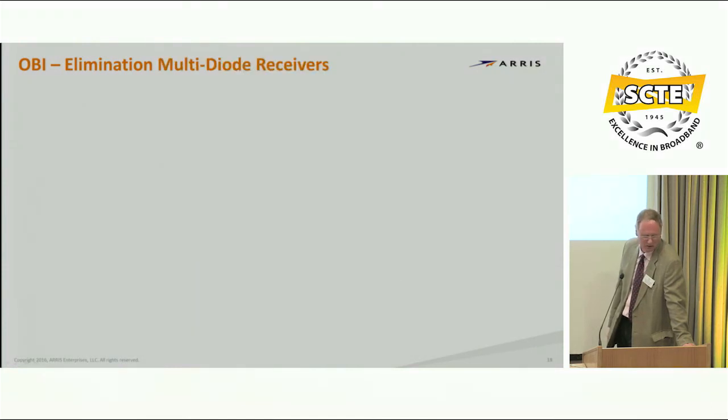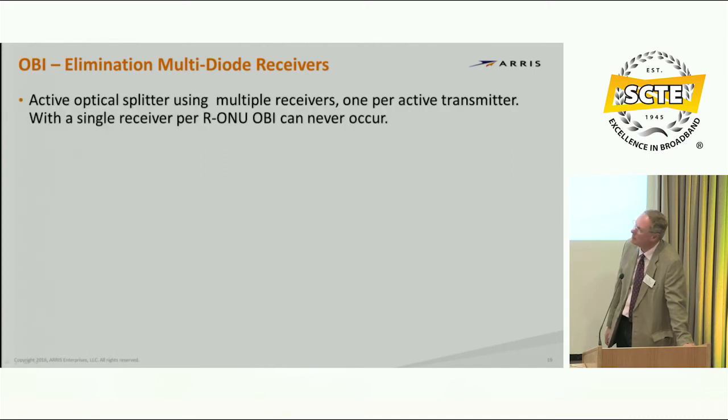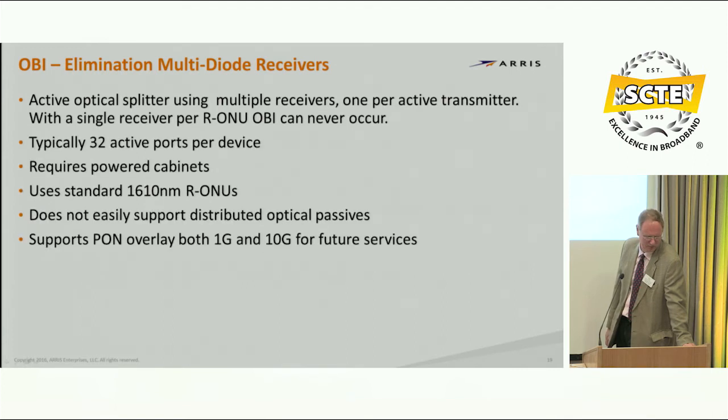If you're using multi-diode receivers, your first option, it's an active optical splitter. Typically, they have 32 receivers in them, one receiver per RFoG ONU, and in that situation, OBI can never occur. It comes with a few penalties. It requires a powered cabinet. It's an active device now. You no longer have a passive optical network. It typically uses standard 1610 RFoG ONUs, which is actually a good thing because it's a much lower cost device. However, it doesn't support a distributed optical passive network.